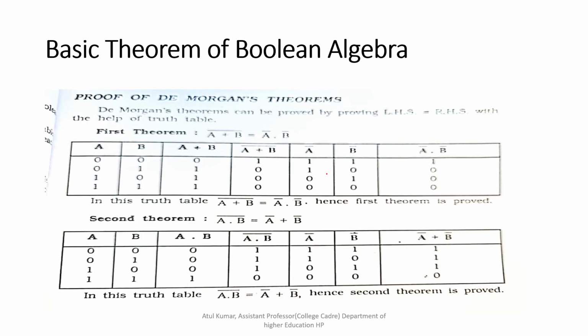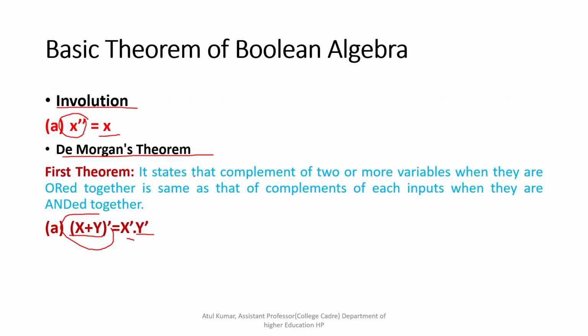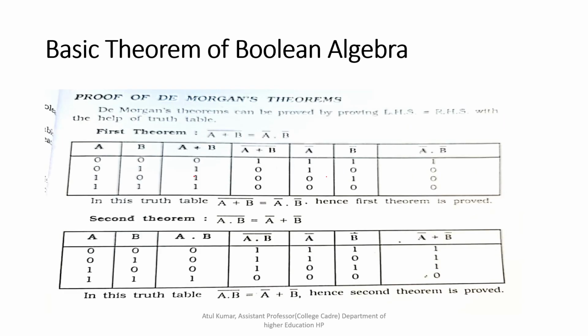So this is the proof of the first theorem and the second theorem. The first theorem states that the complement of x and y is equal to x complement or y complement. So here we have the complement of a and b is equal to a complement dot b complement. Firstly we take the value of variable a, then we take the value of variable b. There are four combinations for this: 0 0, 0 1, 1 0 and 1 1.